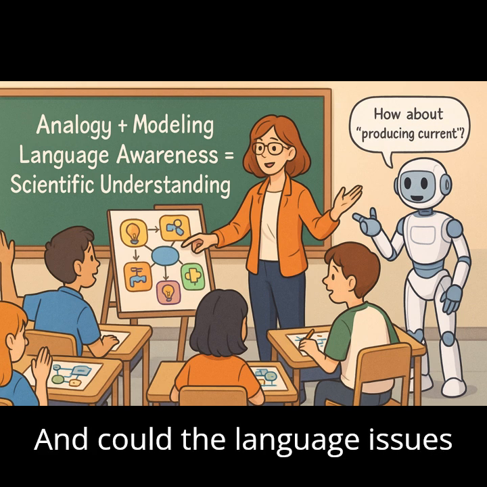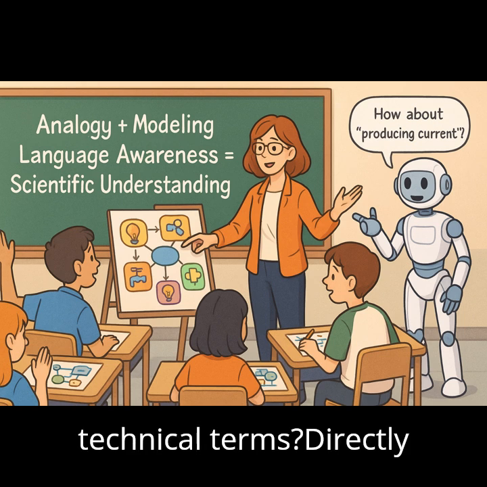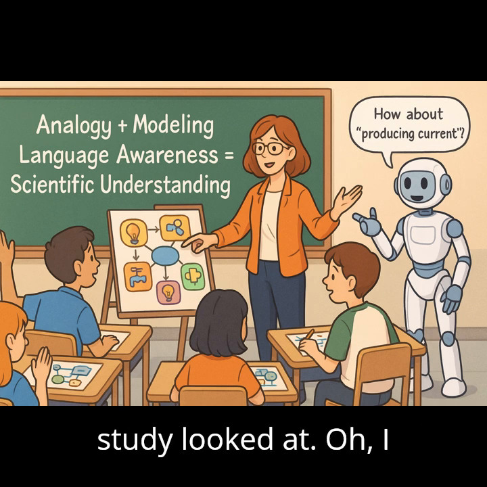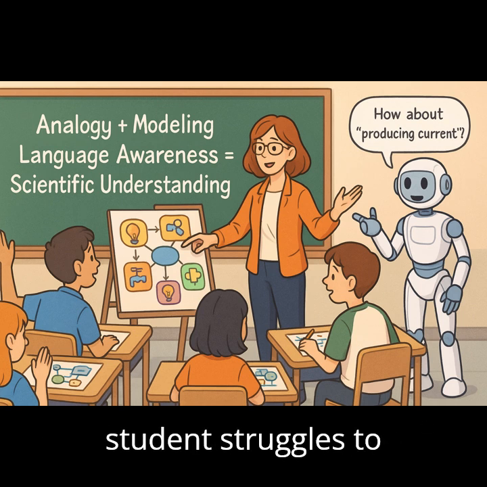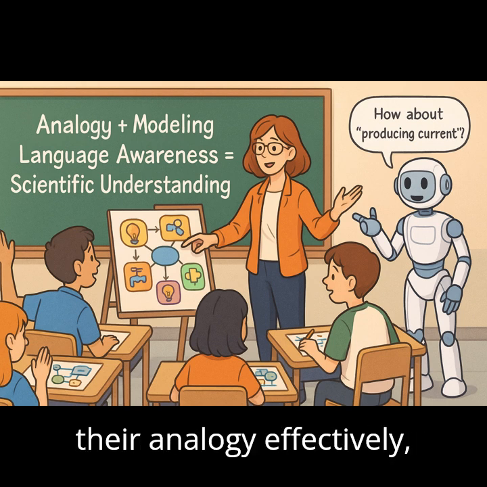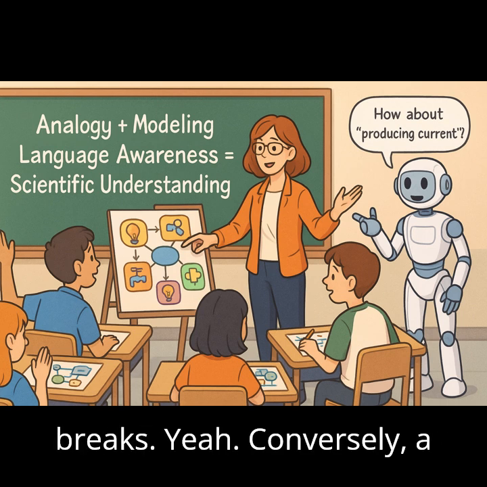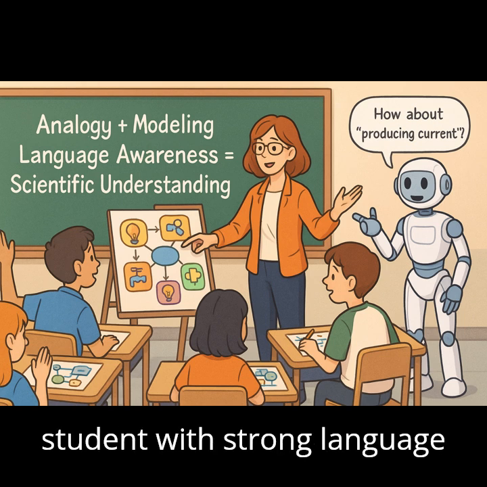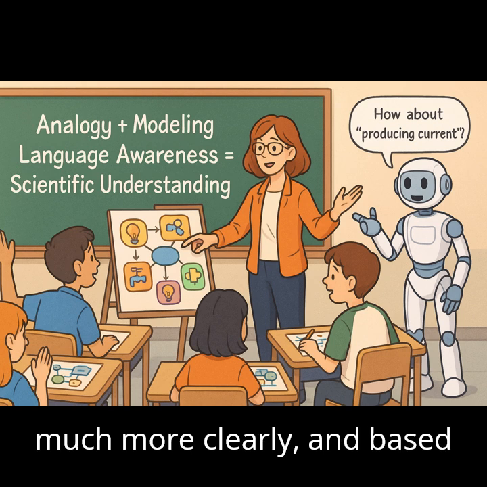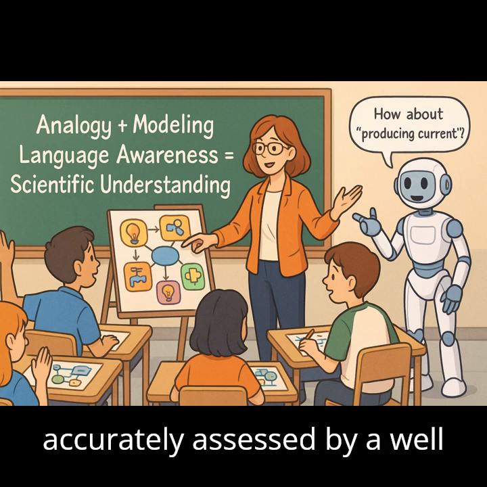And could the language issues from the first study, like using complex sentences or technical terms, directly impact how well a student can even express their analogical thinking, which the second study looked at? Oh, I definitely think so. If a student struggles to articulate complex relationships using precise language, it's going to be hard for them to explain their analogy effectively, right? To show how the source and target map, where the analogy holds, where it breaks. Conversely, a student with strong language skills might articulate a really sophisticated analogy much more clearly. And based on the first study, that clearer, more complex explanation might be more accurately assessed by a well-trained AI.